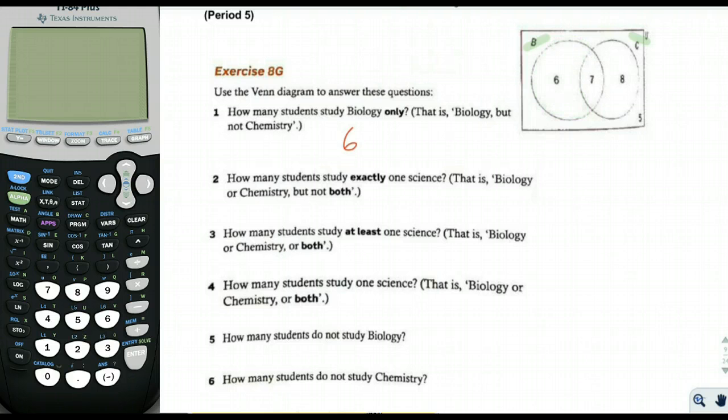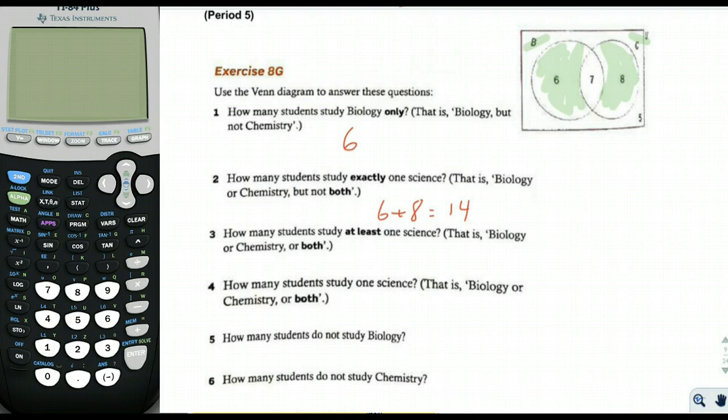Next one. How many students study exactly one science, biology or chemistry, but not both? So that would be these guys, not both. So we can't count the 7. So that would be 6 plus 8, which is 14.